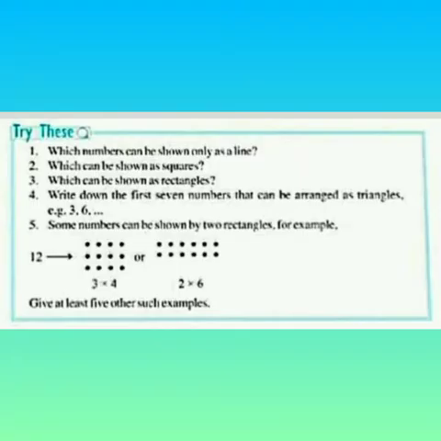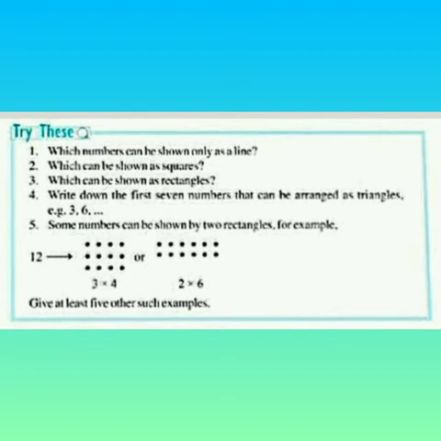Which numbers can be shown only as a line? That is all the numbers. Which can be shown as squares? That is squares of natural numbers. Which can be shown as rectangles? Composite numbers. Now write down the first 7 numbers that can be arranged in triangular form. That is, you can do. I have explained. Some numbers can be shown by 2 rectangles, that you can do. Okay, I have shown you in the example.